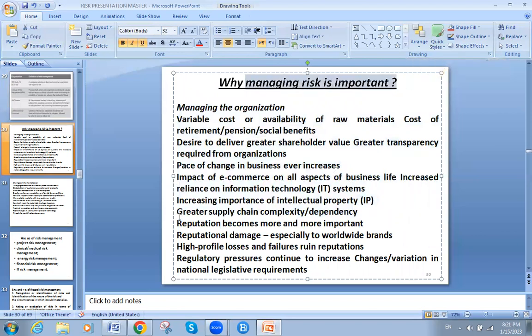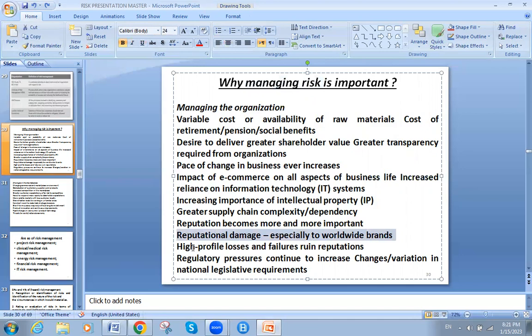Why do we have to manage this? All these are reasons. Also the increasing importance of intellectual property, and greater supply chain complexity and dependency, because supply chain systems now are very interdependent and very complicated. So it's a very complex system too. That's why we have to manage risk, because there is risk falling on them.